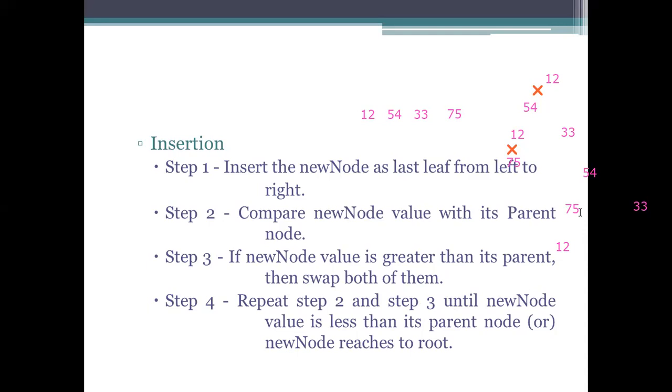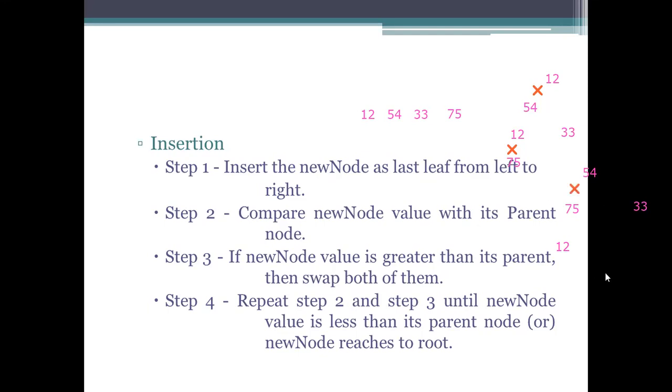So here, compare this one with 54. Repeating step 2 with the parent node. So here 75's parent is 54. And then next, what we need to do: if it is greater than its parent, it has to be swapped, as it is greater than the parent node.